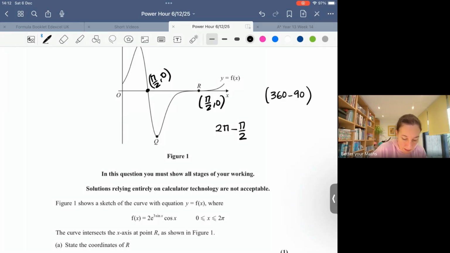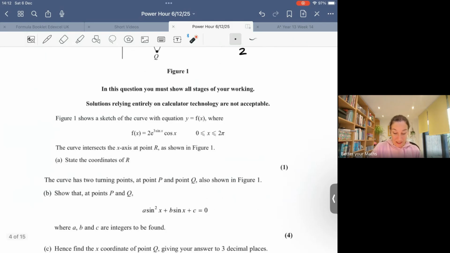Is it 3 pi halves? No, that's 3 pi halves. So this point here is 3 pi halves. Careful with that. The first time I did it, I just said pi halves. Everything is clear. So we just make this function equal to 0.